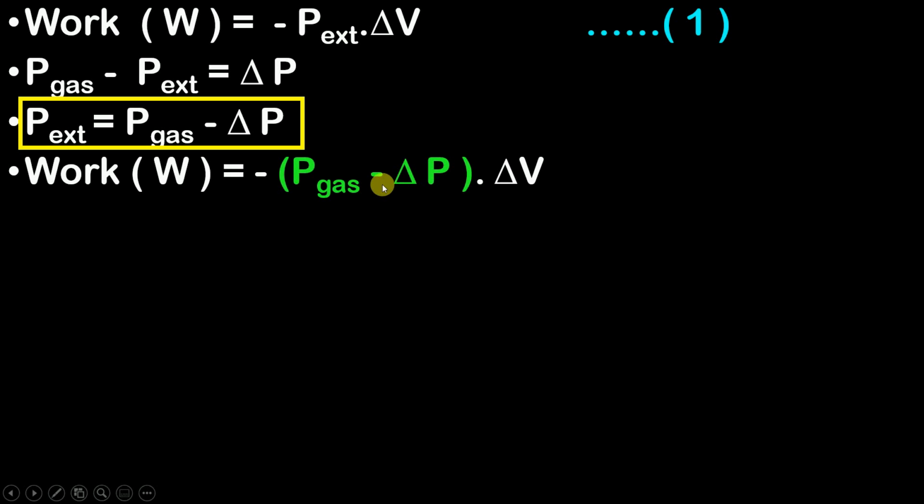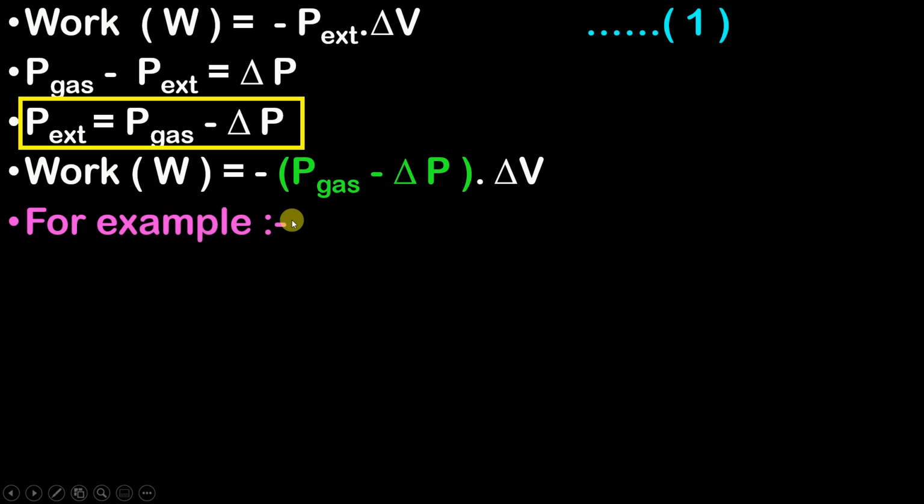Now have a look at this bracket, these two words in green color. See guys, what I was saying earlier is that when the difference between both of them is less, at that time the work done will be maximum. So let's prove that.